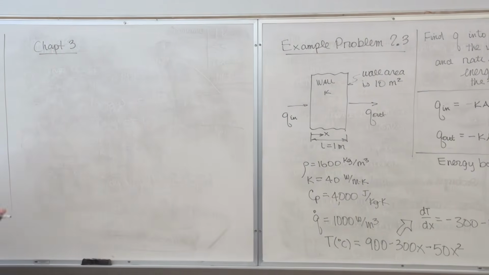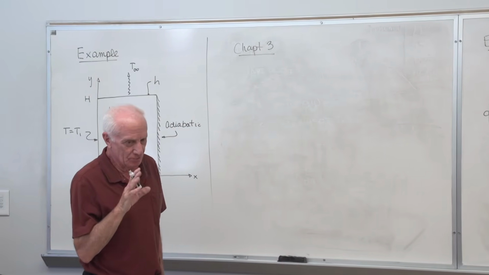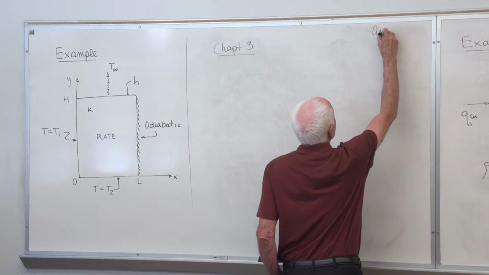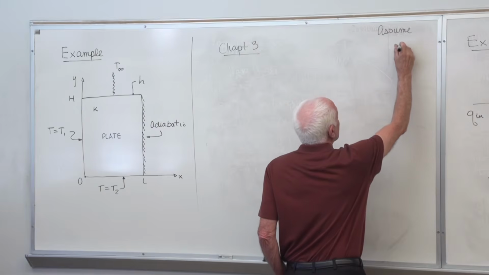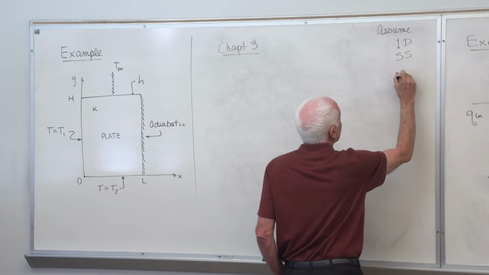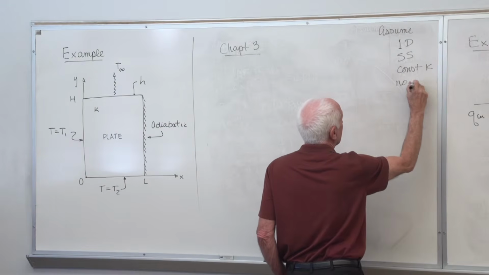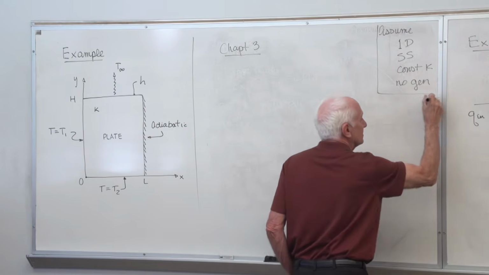Okay, chapter 3. 1D heat. This is what chapter 3 has in it. We assume, for the part we're going to do first, it's going to be 1D. We assume it's going to be steady state. We assume it's constant properties. And we assume there's no generation. We start out as simple as possible. That's as simple as possible.